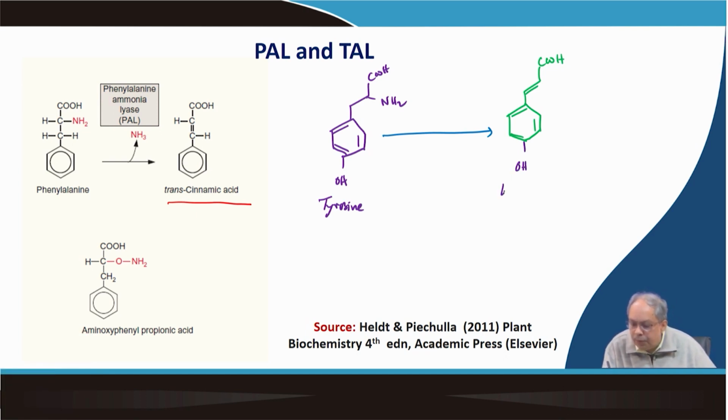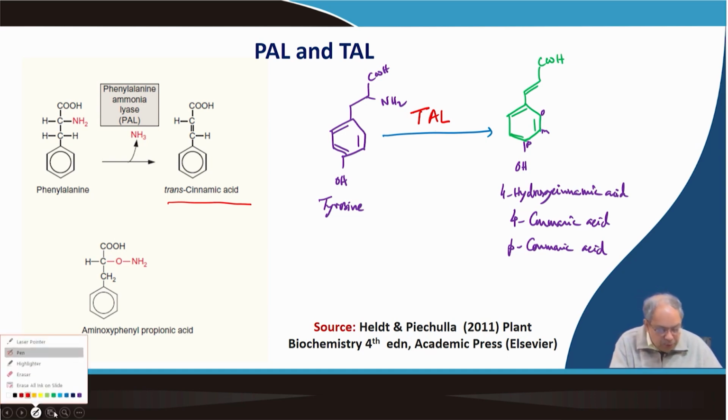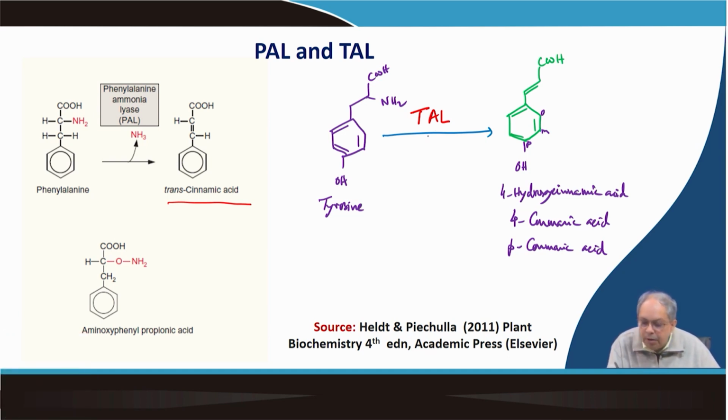This is called 4-hydroxycinnamic acid or 4-coumaric acid, or also para-coumaric acid. This is ortho, this is meta, this is para. The enzyme here is called TAL, tyrosine ammonia lyase, as compared to phenylalanine ammonia lyase, which also releases a molecule of ammonia.